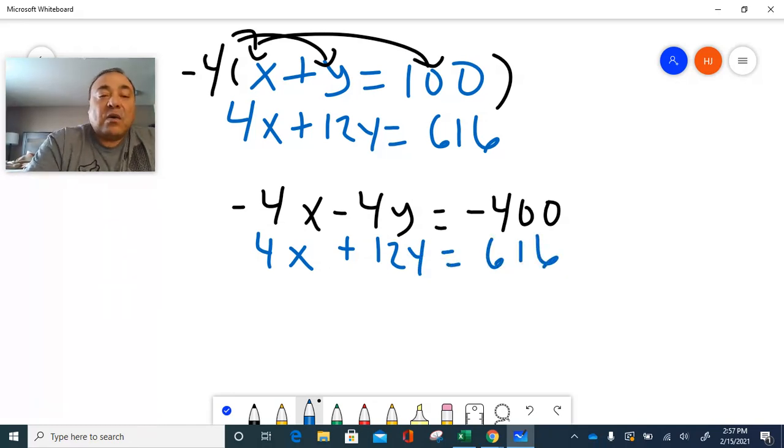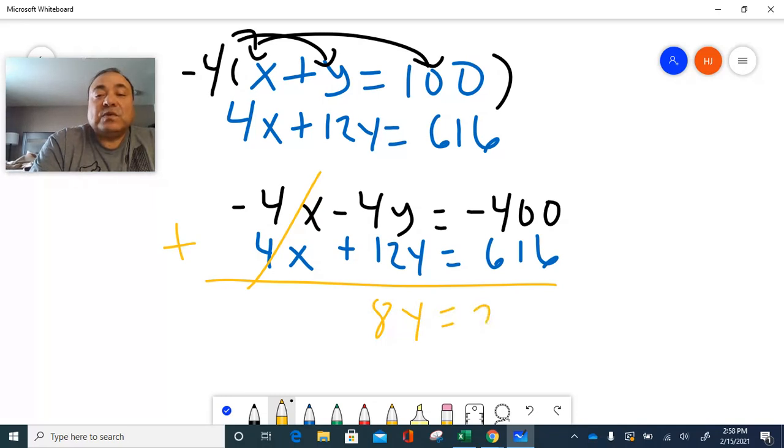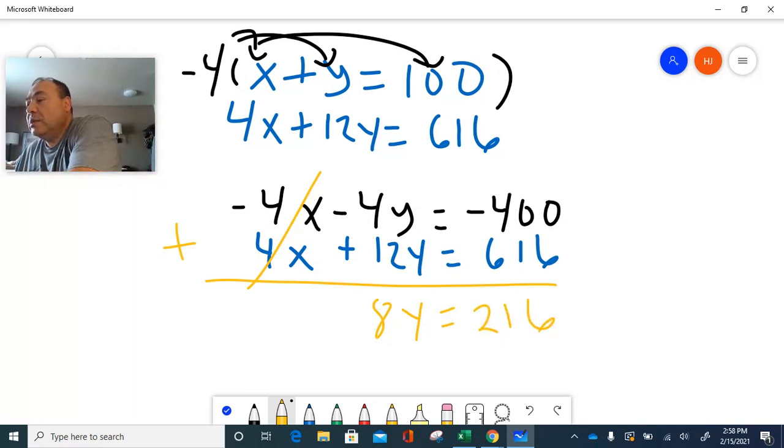Okay? Now we're going to add all of it. If we do that, this goes away right there. This becomes positive 8y, and this becomes 216. With that in mind, guys, the rest of it is not so bad at all. It is not at all.